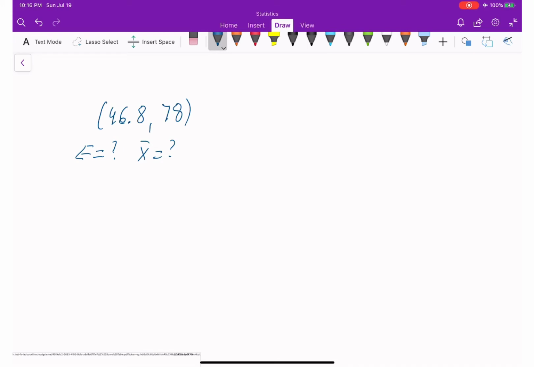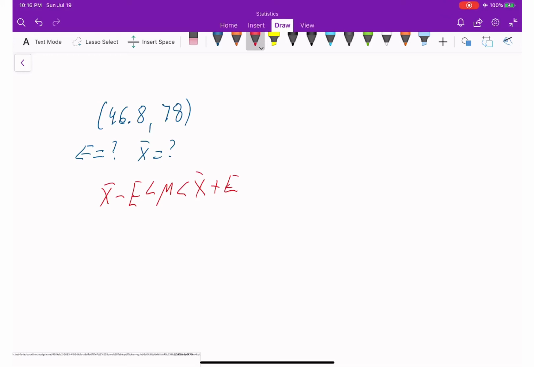So we know that confidence interval for mu is x bar minus error, less than mu, and less than x bar plus error. Okay. So x bar is our sample mean, and E is the margin of error.